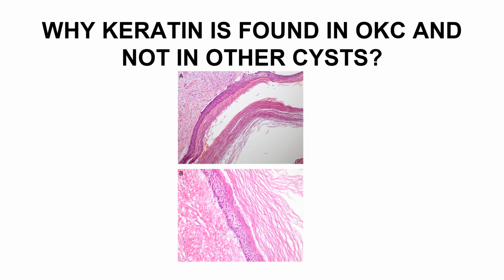The next question is, when we talk about odontogenic keratocyst, it is called odontogenic keratocyst because the lumen is filled with keratin. So why is keratin found only in odontogenic keratocyst? Why not in other cysts?